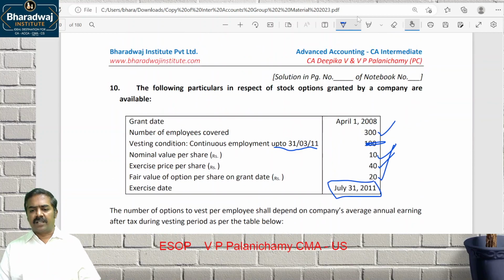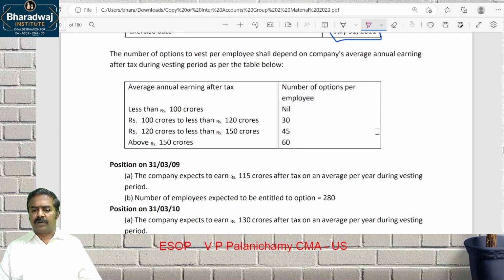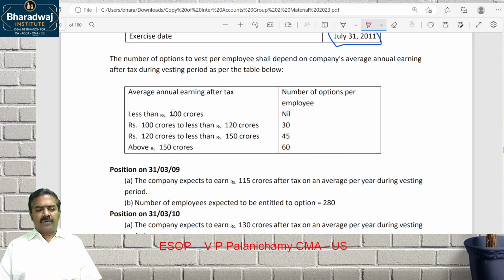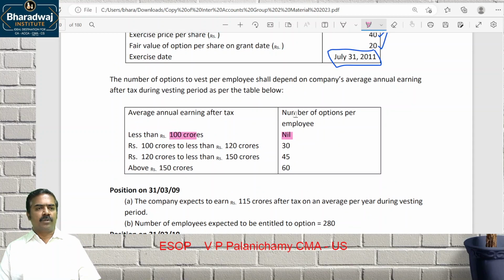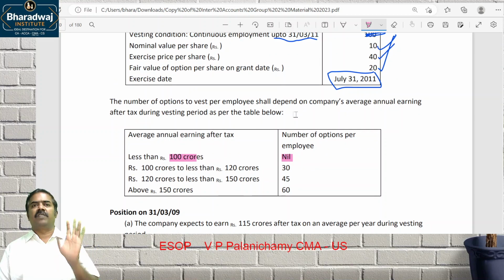How many employees are covered in this? Pay attention. 300 employees are covered. But the number of options are fixed. No, please read the question, otherwise you will have difficulty in understanding. If the profits are less than 100 crores, number of options per employee will be what? 0. If you estimate that the profit earned by the company is less than 100 crores, no option will be exercised by the employee or no share will be given to the employee.